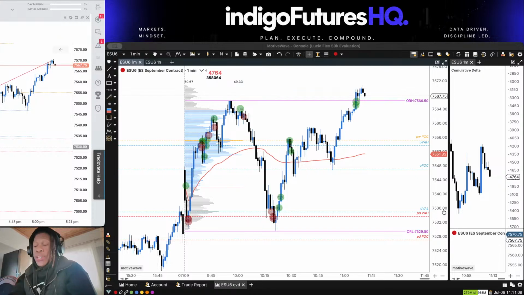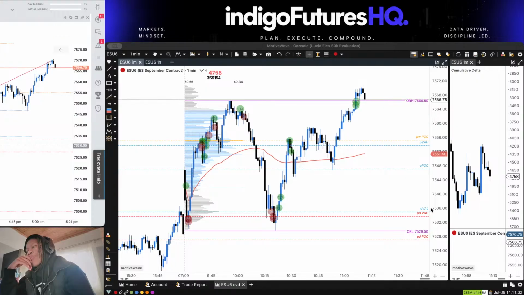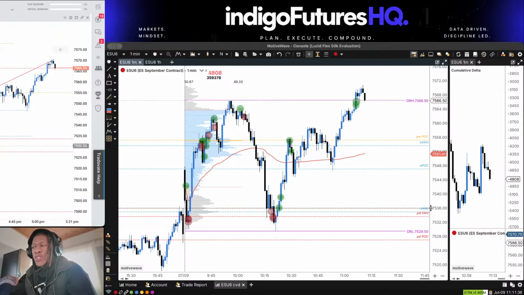I'm generally annoyed at that because we had opportunities to trail our stop and take money off at the value area high, at the value area low, value area high, after we swept these lows. I don't think, even if I wanted to trade right now, I'd be able to.